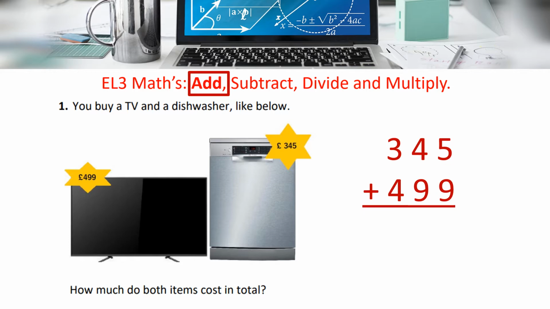So 9 plus 5 is 14, and you can see you put the 4 down there and you put the 1 in the next column. And then that 1 changes that 9 to a 10. So 10 plus 4 is 14. You put the 4 down underneath and you put the 1 over in the next left hand column. And then that 4 becomes a 5. So 5 plus 3 is 8. So the answer is, how much do both items cost? It's £844.